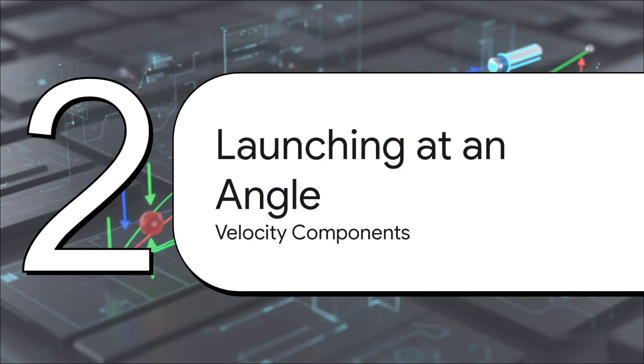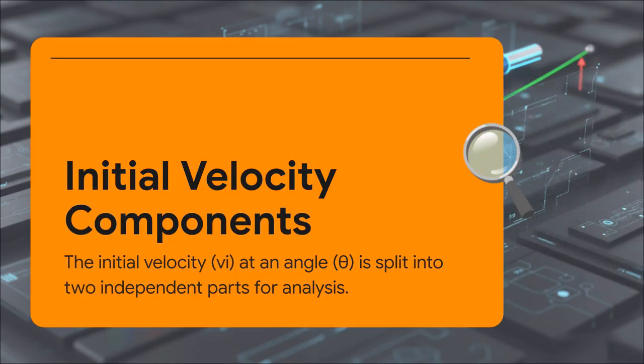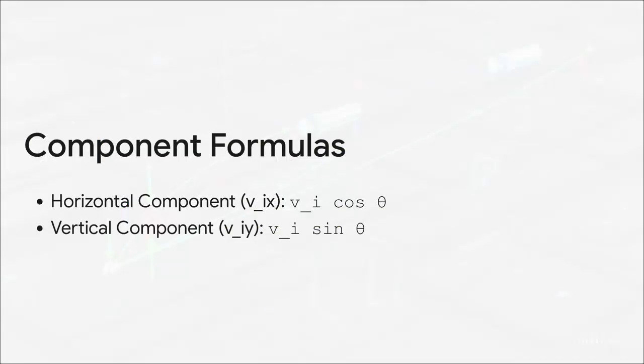So now that we have that core principle locked in, let's see it in action in the most common scenario, when you launch something at an angle to the ground. When you launch something at an angle, that initial velocity has both an upward part and a forward part. To analyze it using our new principle of independence, we have to mathematically split that single launch velocity into its horizontal and its vertical components. And we do this using some basic trigonometry.